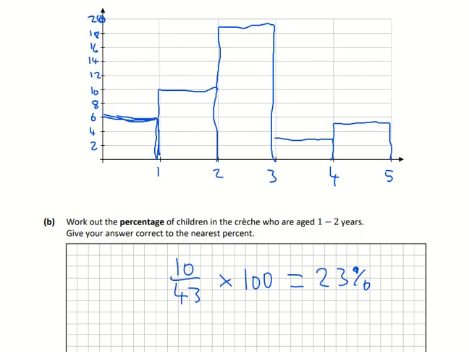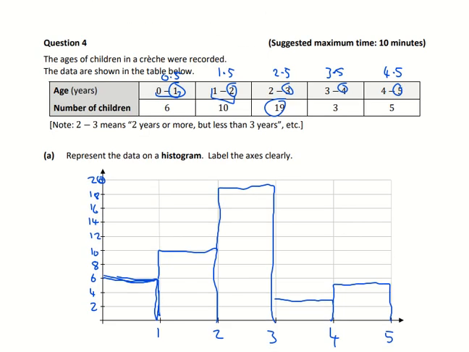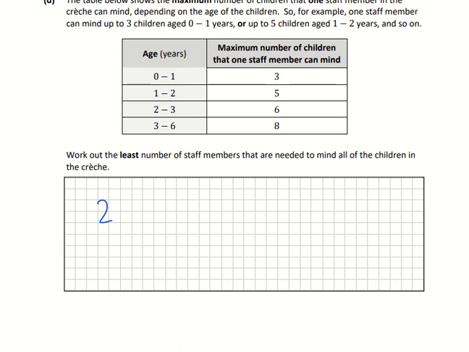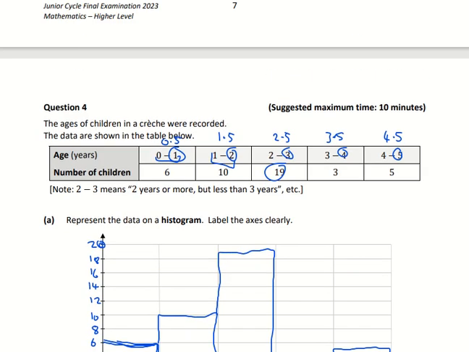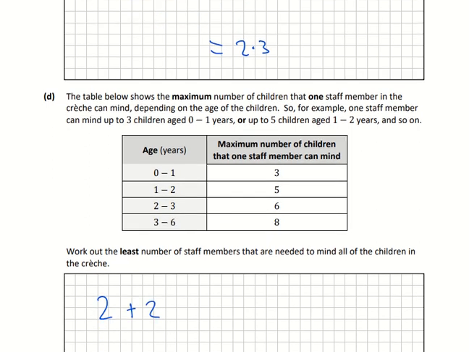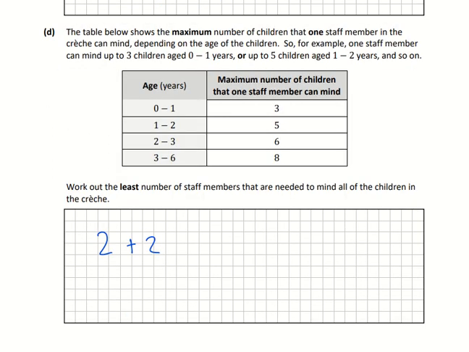There are 10 in the 1 to 2 bracket. So one staff member can mind 5. So if there's 10 altogether and one staff member can mind 5, then you'd need 2 staff members again for that one. The 2 to 3s, one staff member can manage 6, so there's 19 altogether, and one staff member can manage 6, so 3 sixes are 18, but then we've got an extra one as well, so you'd need 4 staff members there, even though there's only one extra.